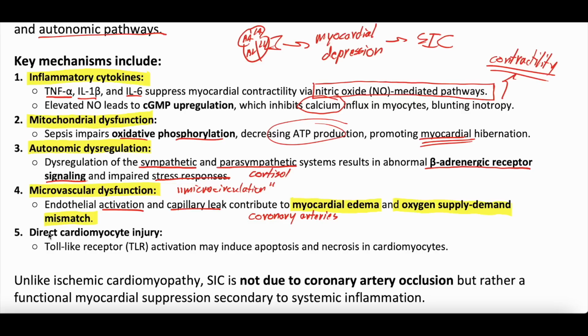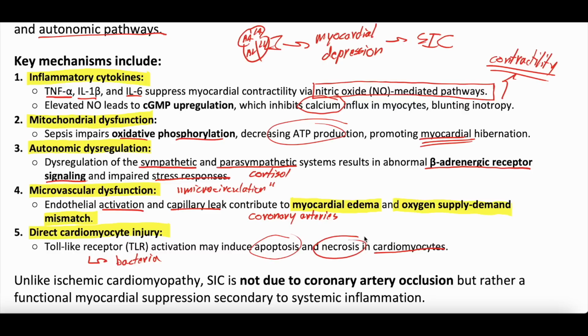And then last is this direct cardiomyocyte injury. So toll-like receptor activation of some of these myocardial cells. Toll-like receptors are these receptors on cells that are activated by kind of quote-unquote foreign invaders, foreign proteins, glycoproteins, lipopolysaccharides. All these can activate toll-like receptors on cells. The cells are essentially detecting that there's an invader in their midst, and these can lead to direct cardiomyocyte, all right, so myocardial cell injury, including apoptosis, where that cell actually commits suicide, it kills itself, and necrosis, right, those cells are dying. So these are the 5 key mechanisms thought to be involved.